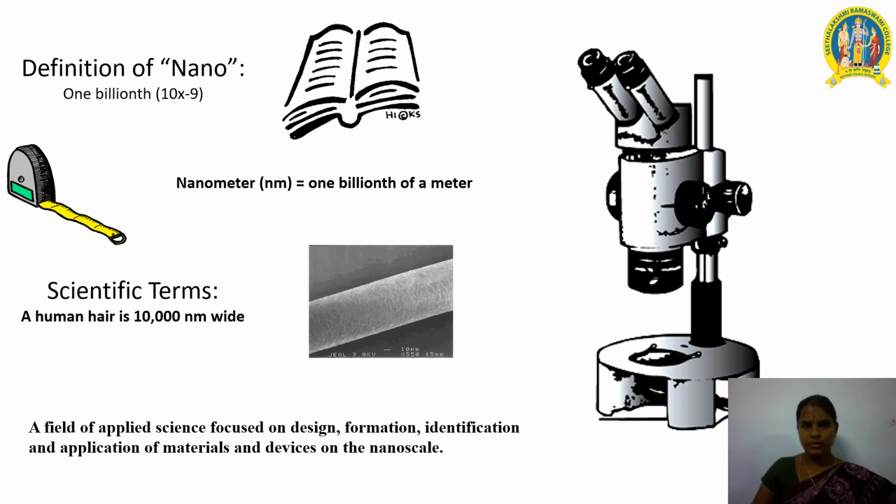What is nano? It is a size that is one billionth of a meter. For example, our human hair is 10,000 nanometers wide. The science corresponding to things having the size of nano is called nanoscience. It is a field of applied science focused on the design, formation, identification, and applications of materials and devices on the nanoscale.